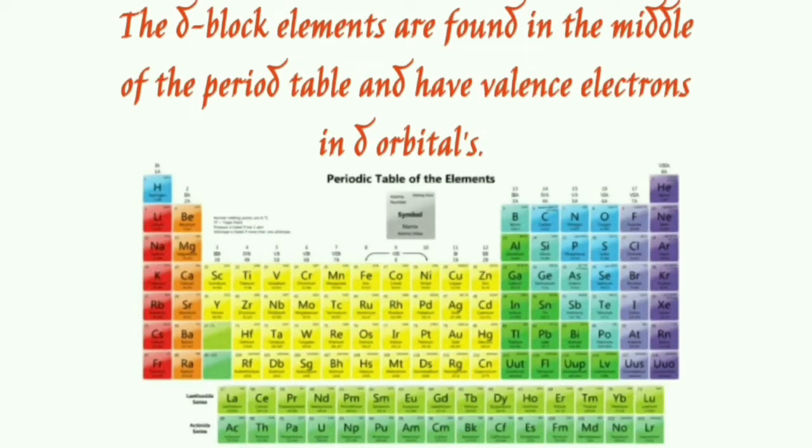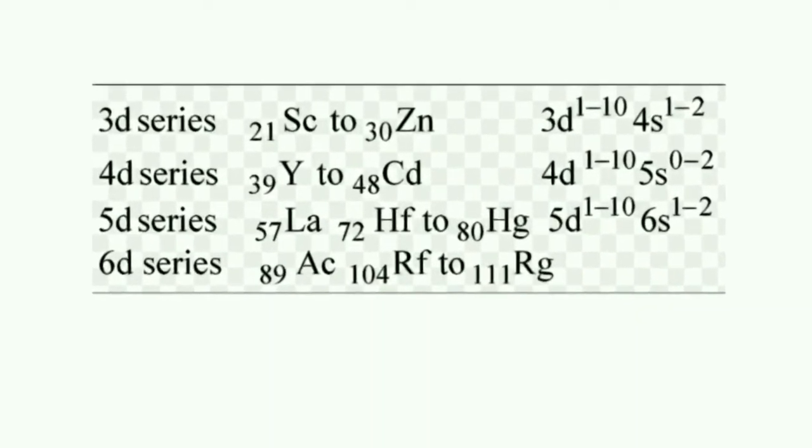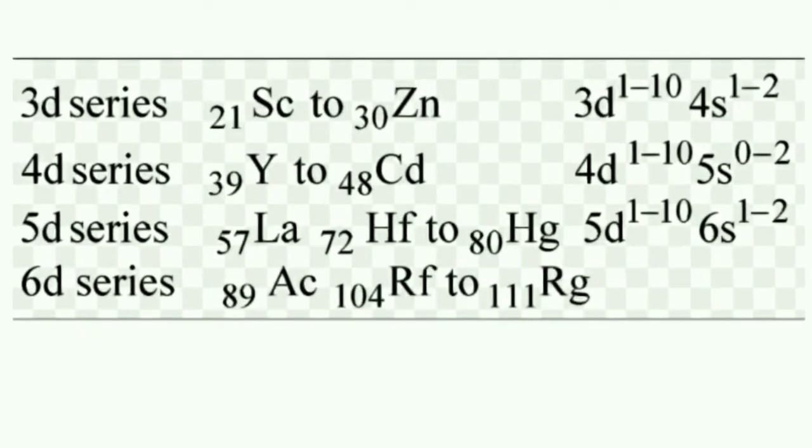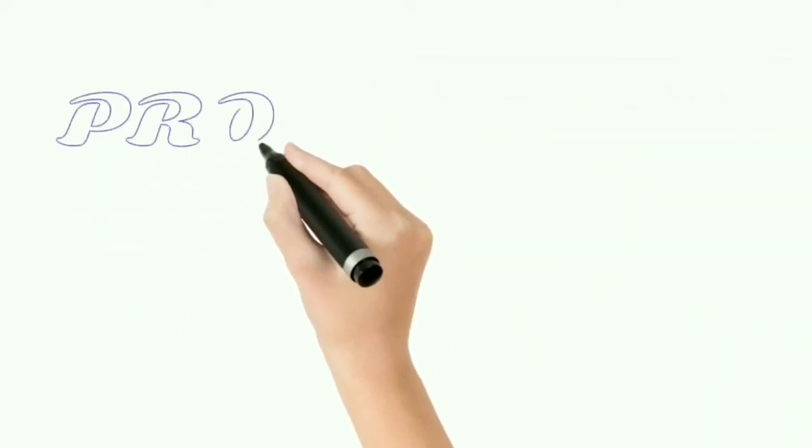So D block elements வந்து அந்த periodic tableல middleல இருக்கும், have valence electrons in the D orbital. So let me tell you now that D block elements, the 3D series starts from scandium to zinc, 4D series yttrium to cadmium, 5D series lanthanum, then hafnium to mercury, 6D series actinium, then 104 rutherfordium to now a new element was found, that is copernicium. So totally we have 39 elements in the D block.